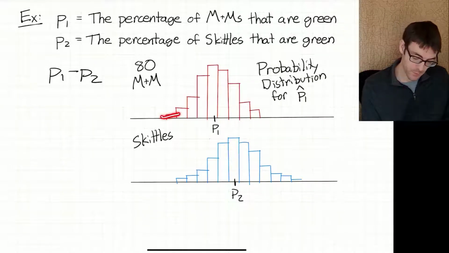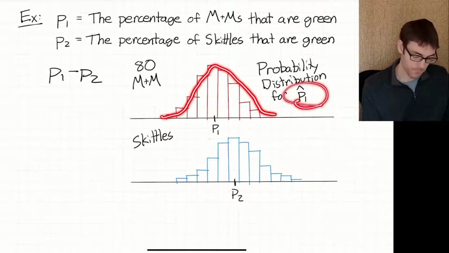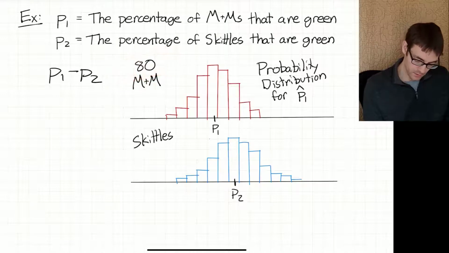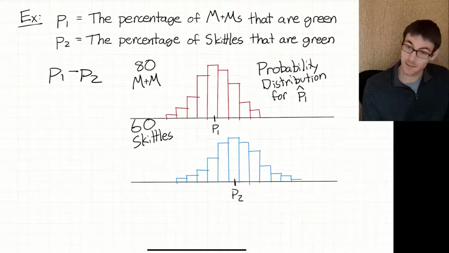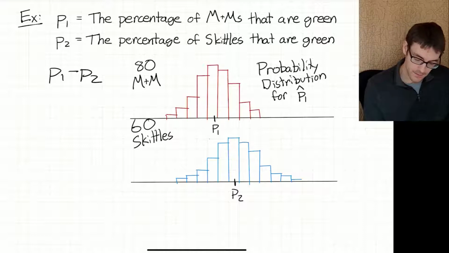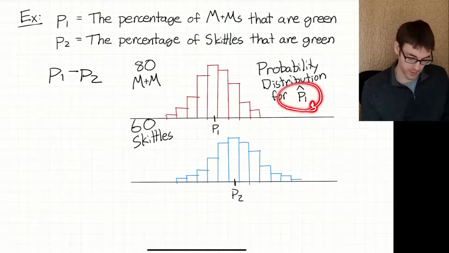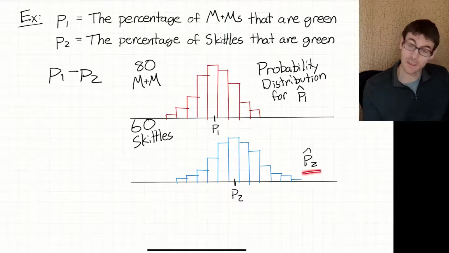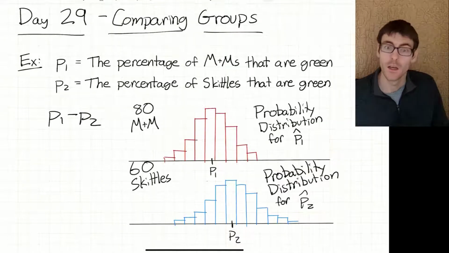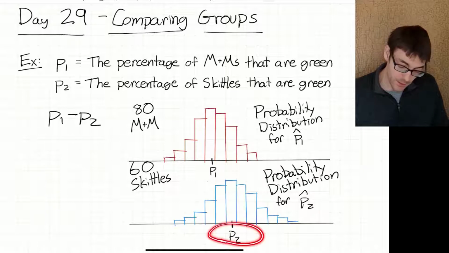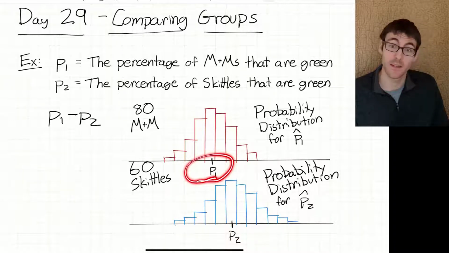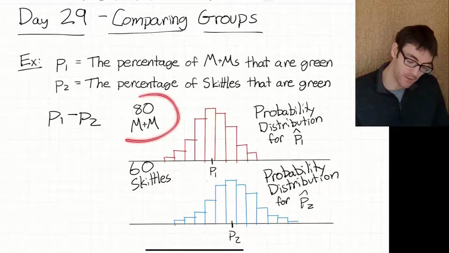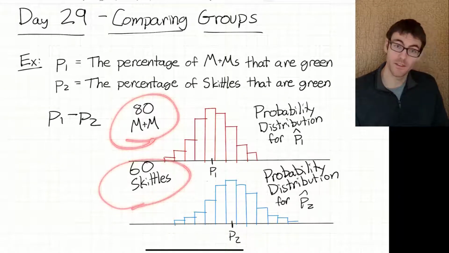So what we have here is the probability distribution for P1 hat. If I take a sample of 80 M&Ms and 60 Skittles, P1 hat is the proportion of M&Ms that are green, whereas P2 hat is the proportion of Skittles that are green. So the way I've drawn this, the percent of Skittles that are green is greater than the percent of M&Ms that are green.